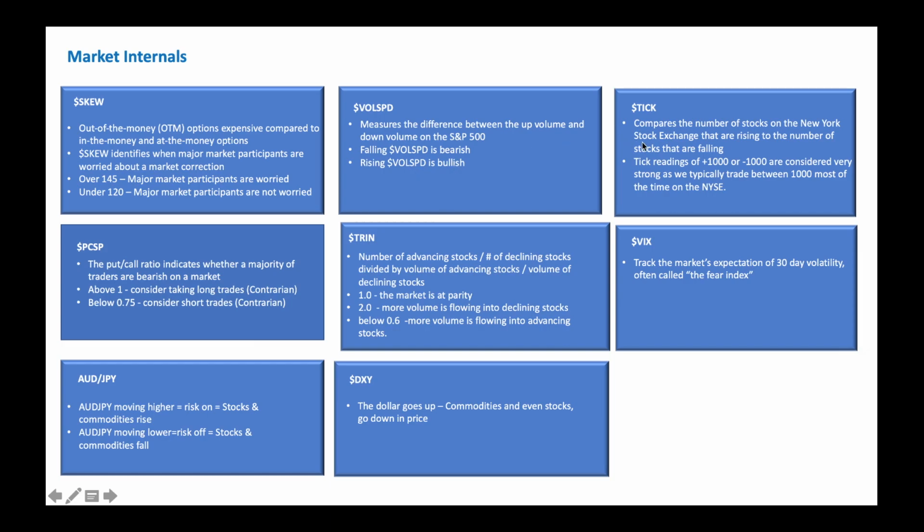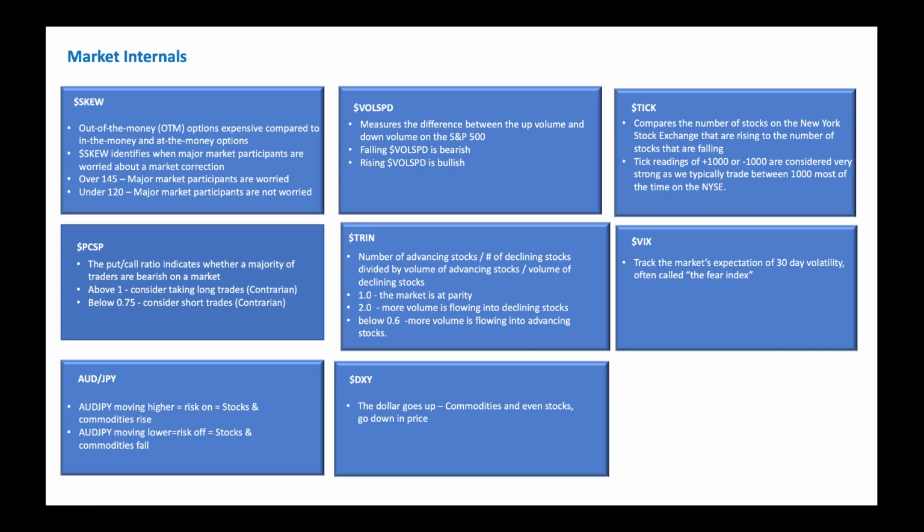So next one is tick. Tick is very important. It compares the number of stocks on the New York Stock Exchange that are rising to the stocks that are falling. Anytime you see a tick reading of plus 1000 or minus 1000, you've got to really watch out. Because the moment it's hitting plus 1000, it will probably start falling. So you can do some short bets if you want.